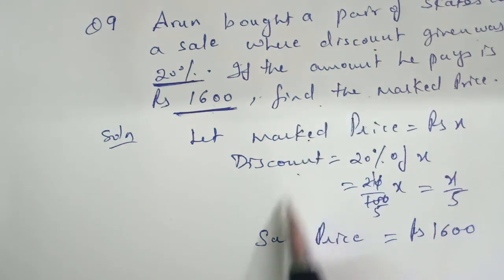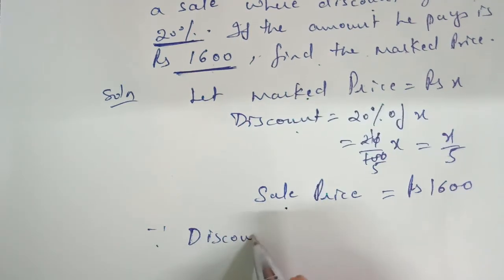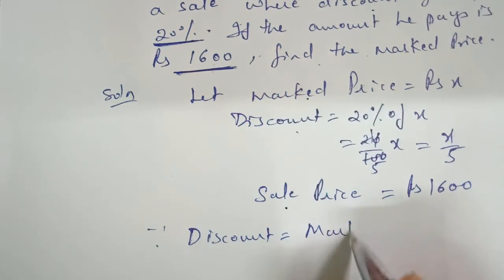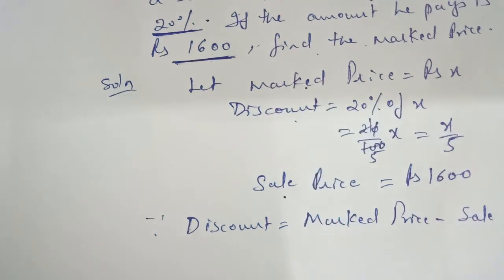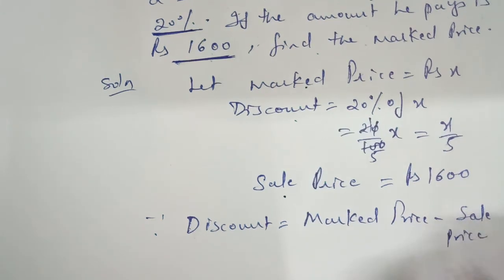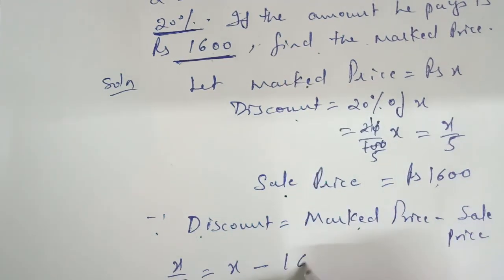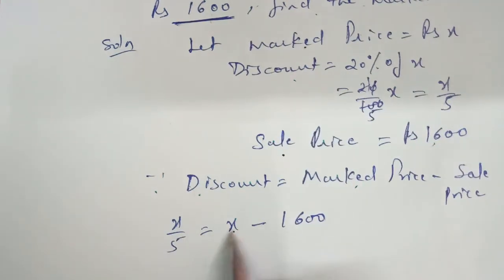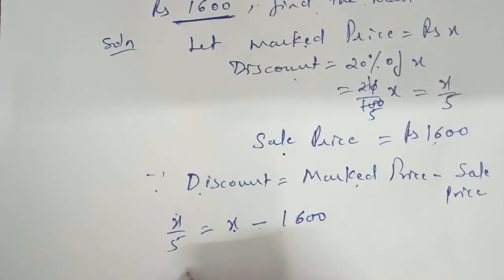Now we have all the values. Let us use the relation. Since discount is equal to market price minus sale price, this is the relation. Put the values: discount we have X upon 5, market price we have X, and sale price we have 1600. Now we have to solve. We have to take the X terms on one side and the terms without X on the other side. Since it is in negative sign, we will move it to the left hand side, and we're going to take this term to the right hand side.